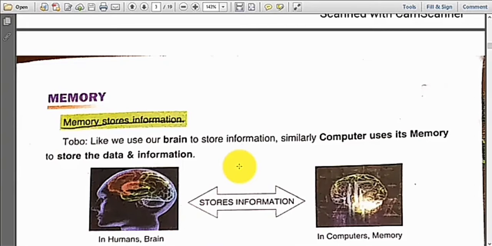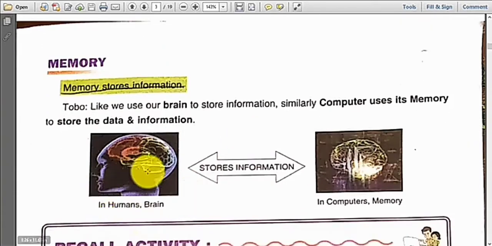Now look at the picture. This is the human brain. This also stores information, and this is computer memory. This also stores information.